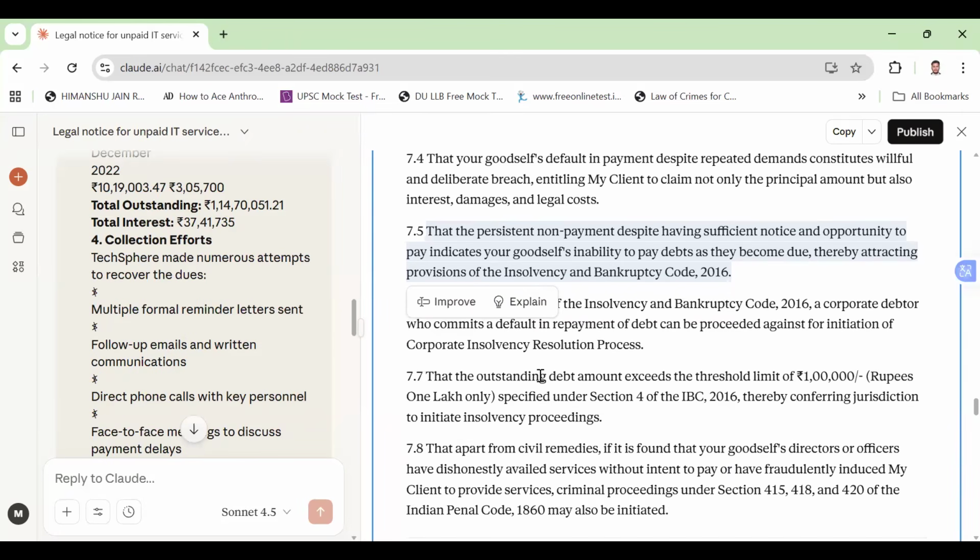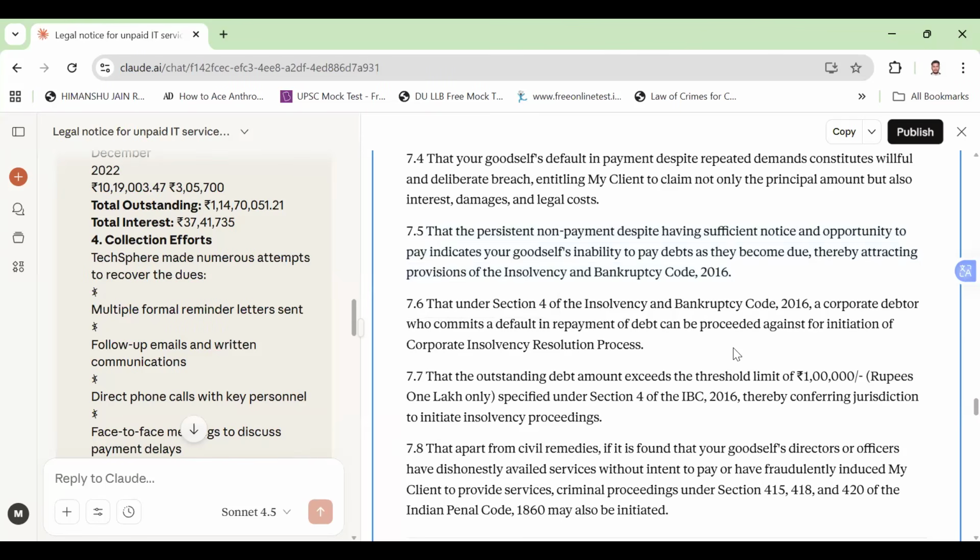But in the Insolvency and Bankruptcy Code, if you are not aware, I will tell you that after this legal notice, you will have to issue a demand notice also, as per Section 8 of the Insolvency and Bankruptcy Code. That's a different demand notice that is prescribed by the NCLT, National Company Law Tribunal. So you have to follow that also. You can't say that we have already issued the legal notice. That's a different legal notice.